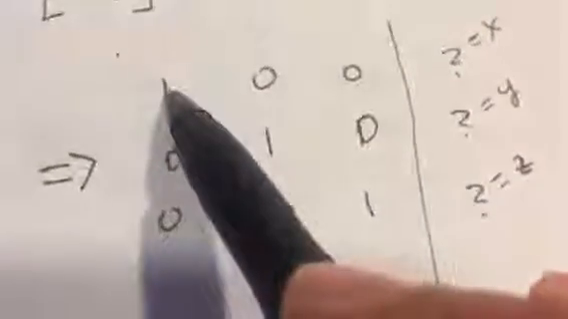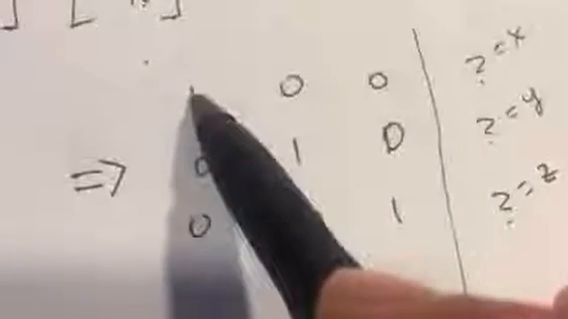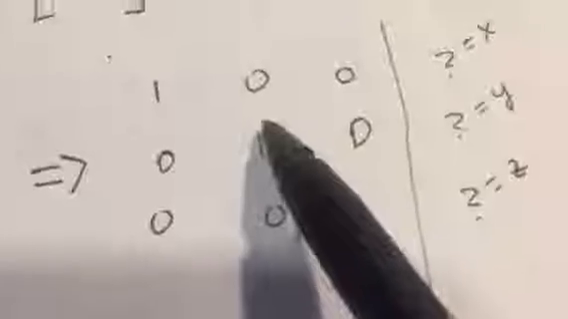To solve this problem, we want to manipulate all these equations so that we end up with a diagonal of 1's, and the rest are going to be 0's. And when we do that, whatever's left over on the right-hand side is going to be our value of x, y, and z.